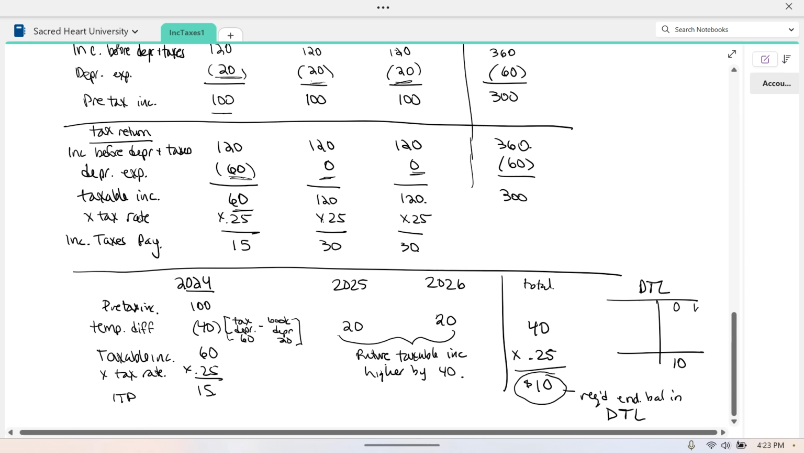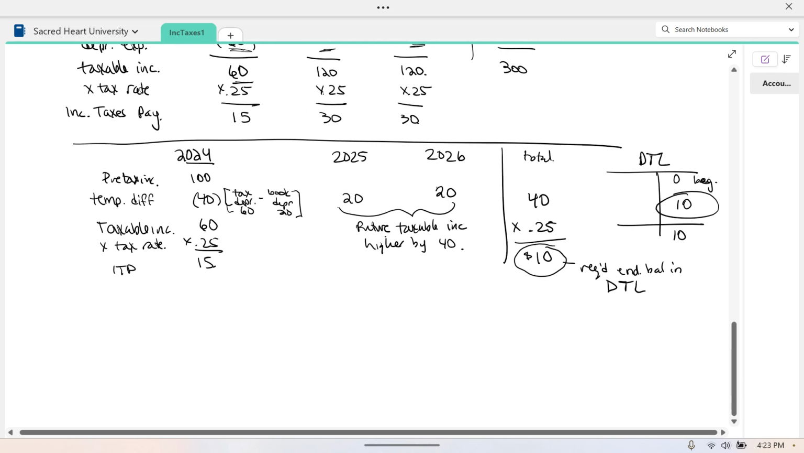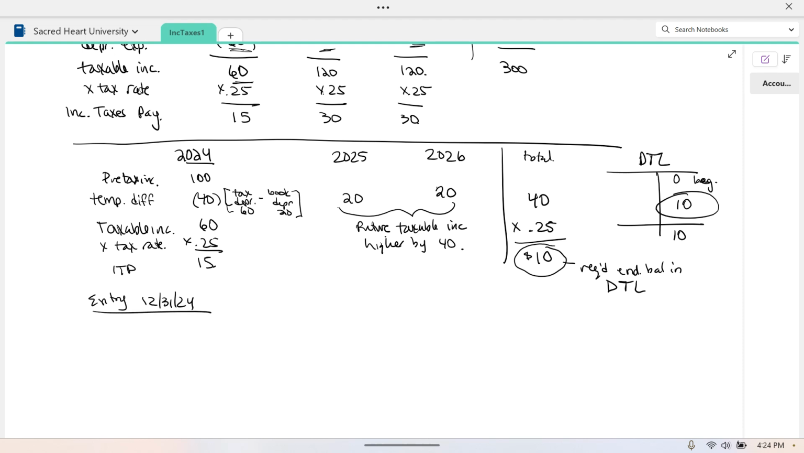Let's assume we start with a zero beginning balance. We need to record $10, or rather $10,000. Increase the deferred tax liability by $10,000. And so the journal entry at the end of 2024, we need to debit to increase income tax expense. But remember, that's our plug number.